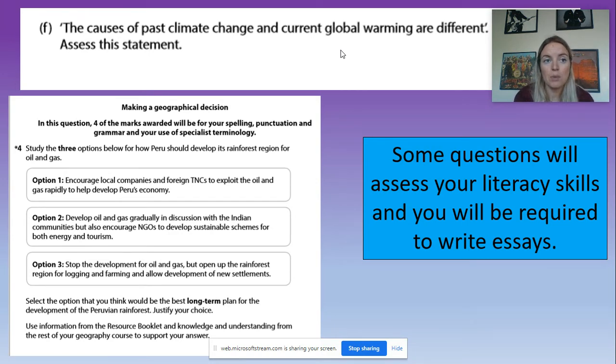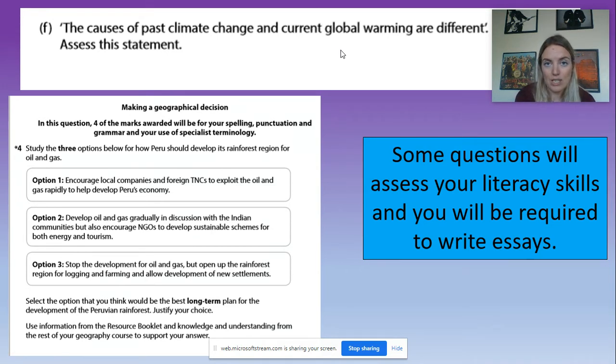So this is an example here, and it says, the causes of past climate change and current global warming are different. Assess this statement. So here you would have to explain the causes of past climate change, explain the current causes of global warming, and then you need to assess whether that statement is true or whether it's false.